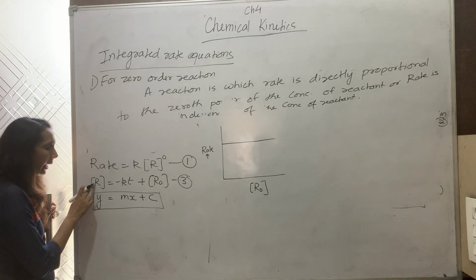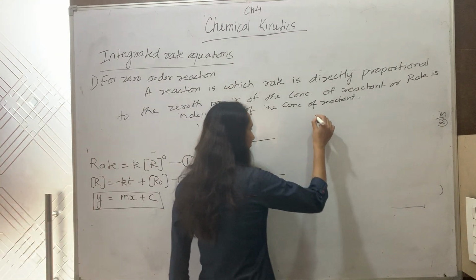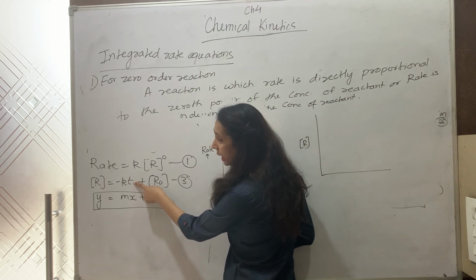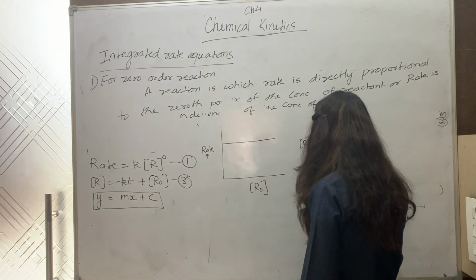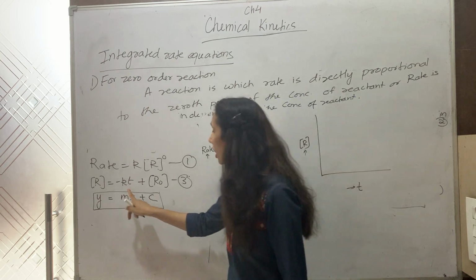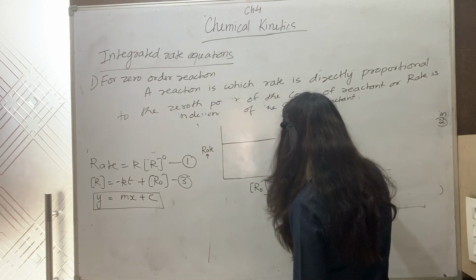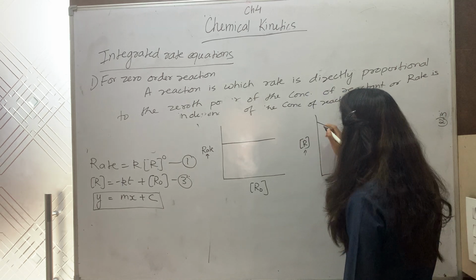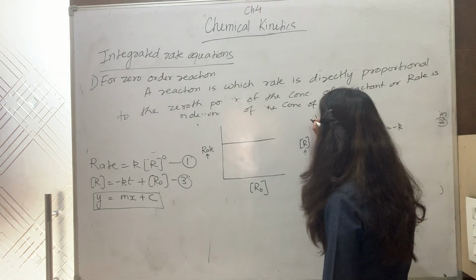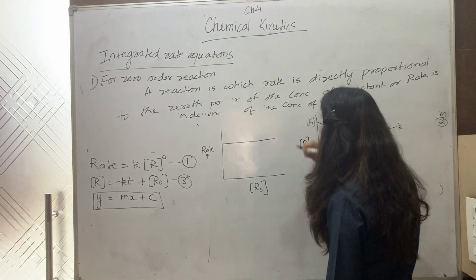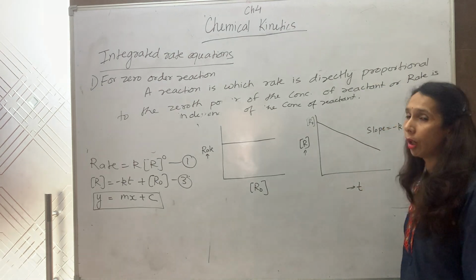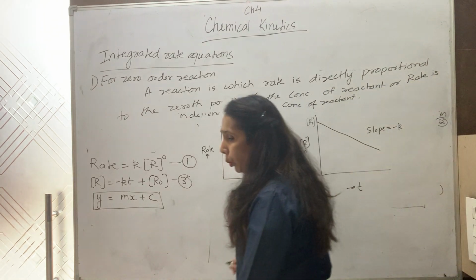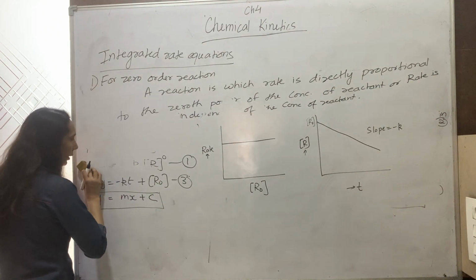So again, I am repeating, on the y-axis I take R, and on the x-axis I will take t. The slope is minus k, negative, so it will go in the downward direction. The slope of the graph is equal to minus k. And the intercept where it cuts the y-axis is R naught. So this is the graph for the zero order reaction. These two graphs you must know for the zero order reaction.